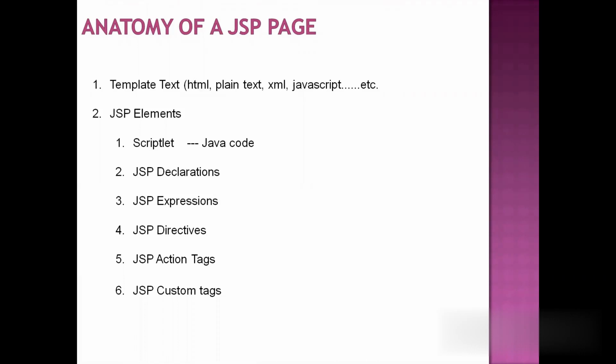So what happens when you write text as template text and when you write code as a JSP element is, whatever text you write outside the JSP tags will be considered template text, and that text will be directly sent to the client. Whatever you write between JSP elements will be sent to the server for processing.